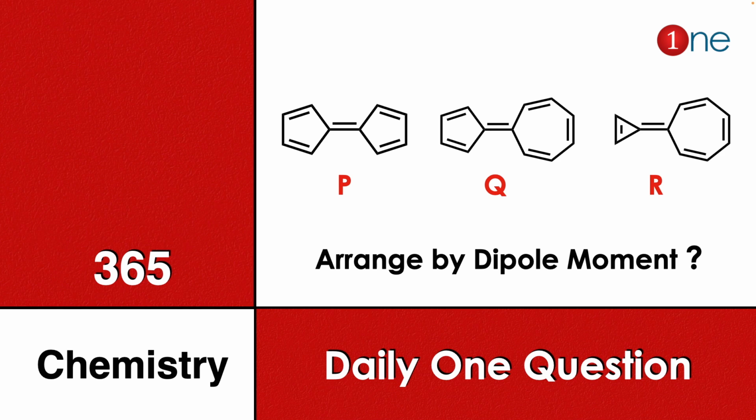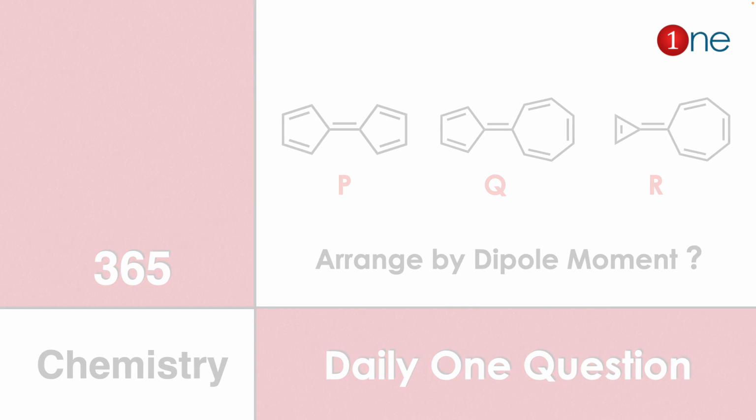Here three different bicyclic compounds are given: P, Q, R. P is two five-membered rings, cyclopentadiene attached with an alkene. Q is a five-membered and a seven-membered ring. R is a three-membered and a seven-membered ring. You have to arrange those compounds by their dipole moment, and find which one has a very high dipole moment.